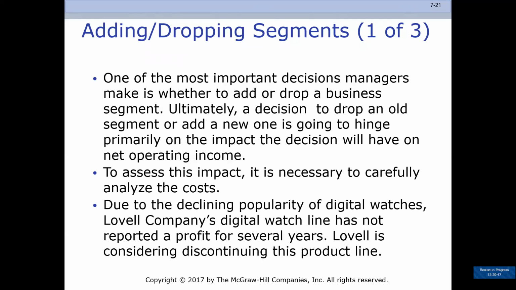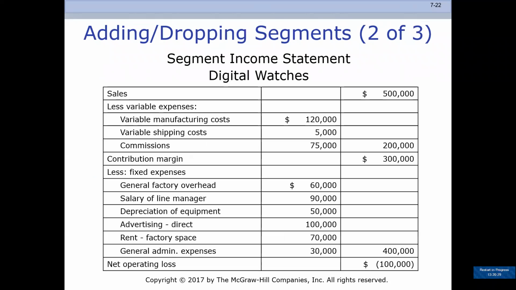To assess this impact, it is necessary to carefully analyze the costs. Due to the declining popularity of digital watches, Lovell Company's digital watch line has not reported a profit for several years, and they're thinking about getting rid of that product line. So let's see the numbers. It looks like they're losing $100,000 a year. They have sales of $500,000, variable costs for manufacturing and shipping and commissions, leaving them with a positive contribution margin of $300,000, but their other costs, their various fixed costs, are $400,000. So they're losing $100,000.